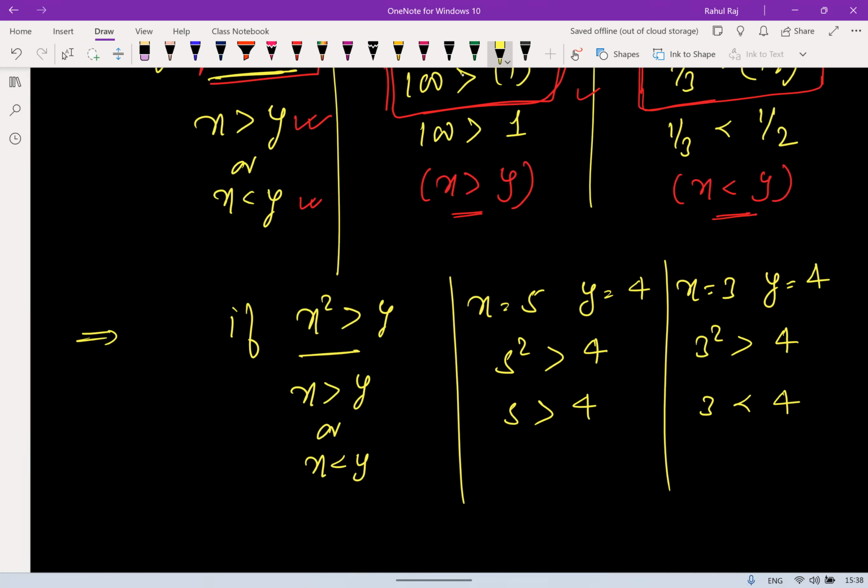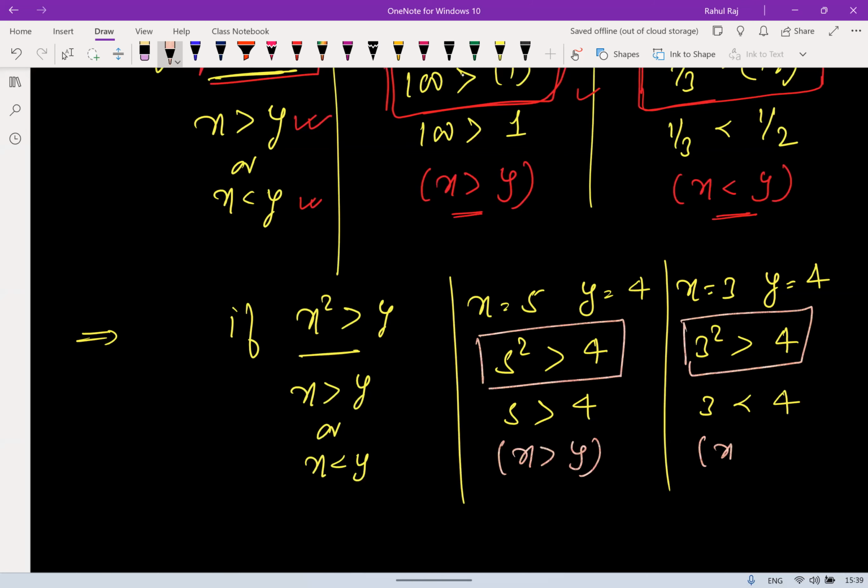Simple, straightforward logic. So all I'm trying to say, you check here, x square is greater than y and x is greater than y. Check here, x square is greater than y, but x is less than y. And that's the reason we come down to a normal conclusion that even powers can never ever be predicted. Simple, straightforward logic. Am I right?